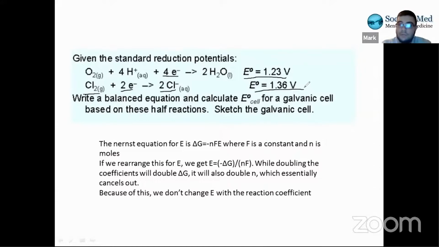Well, we know that the purpose of a galvanic cell is to essentially create as much voltage as possible, right? If we want to create as much voltage as possible, we want to use the reduction reaction that will generate the most voltage, and we want to use the oxidation reaction that will create less voltage in its reduction form. And I'll give you an example. This Cl2 creates more voltage than this reduction reaction of O2.